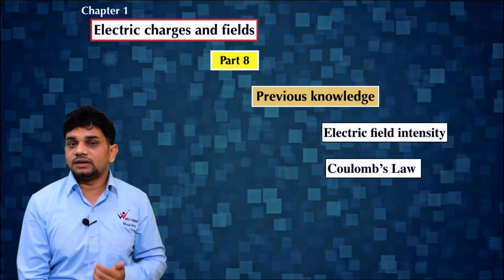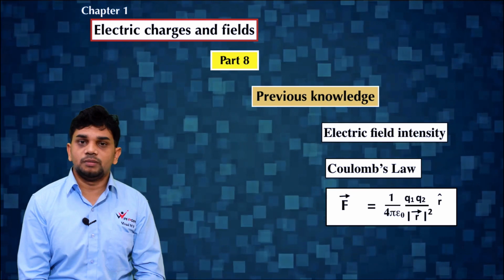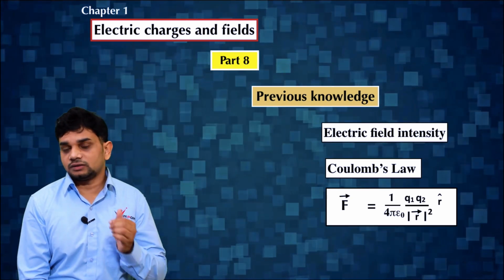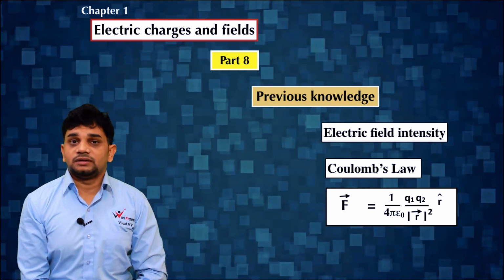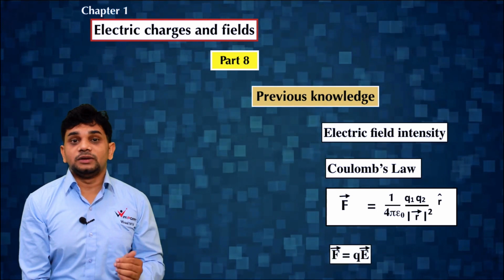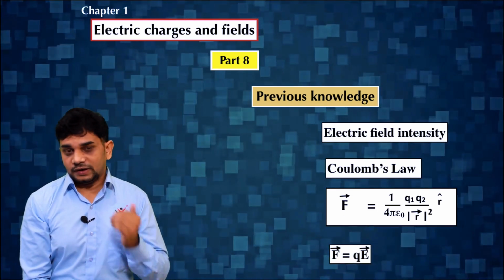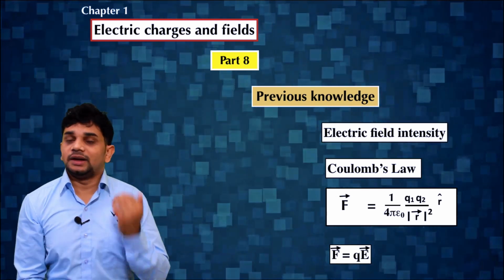According to Coulomb's law, what is equation for the force? F equal to 1 by 4 pi epsilon 0 q1 q2 by modulus of vector r square into unit vector r. And we have discussed one more equation for force in the last class. What was that? It was F equal to Q into E. For finding force, there is one more equation, charge into electric field intensity. Let us start the discussion.